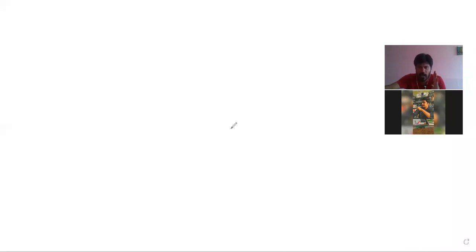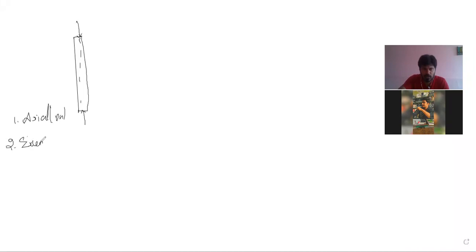So if the column has additional loading, now this is our column. In general cases we can have the column load like this. Based on its position we call it either an axial load or an eccentric load. In addition to this load, if we have some transverse loads, like either a point load or a UDL, then the column is said to be a beam column.